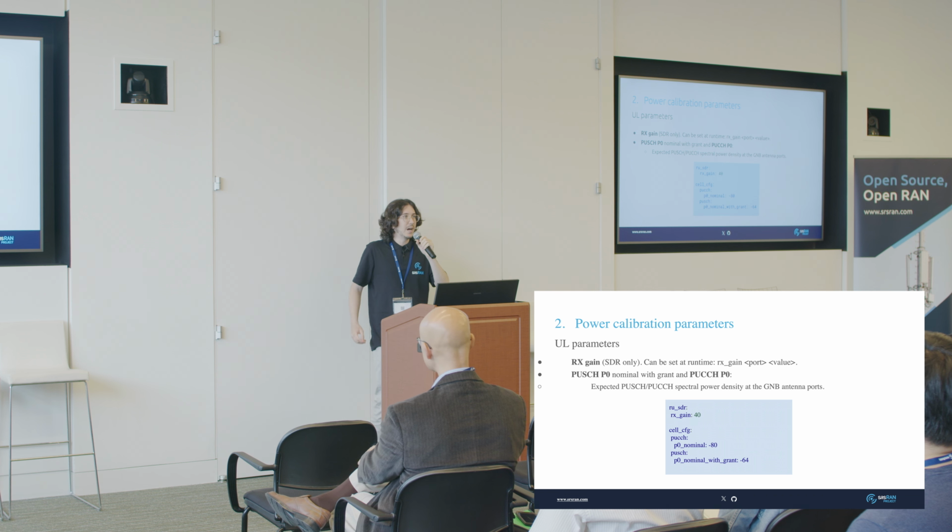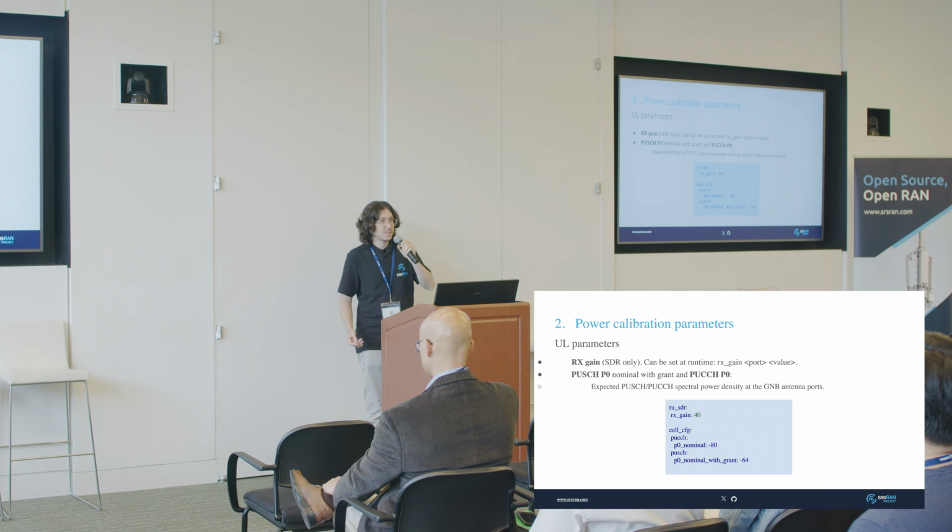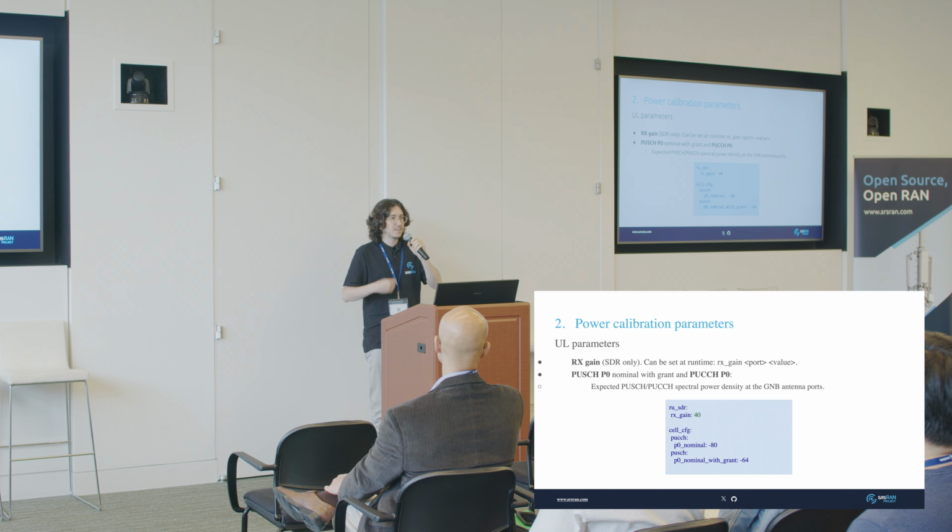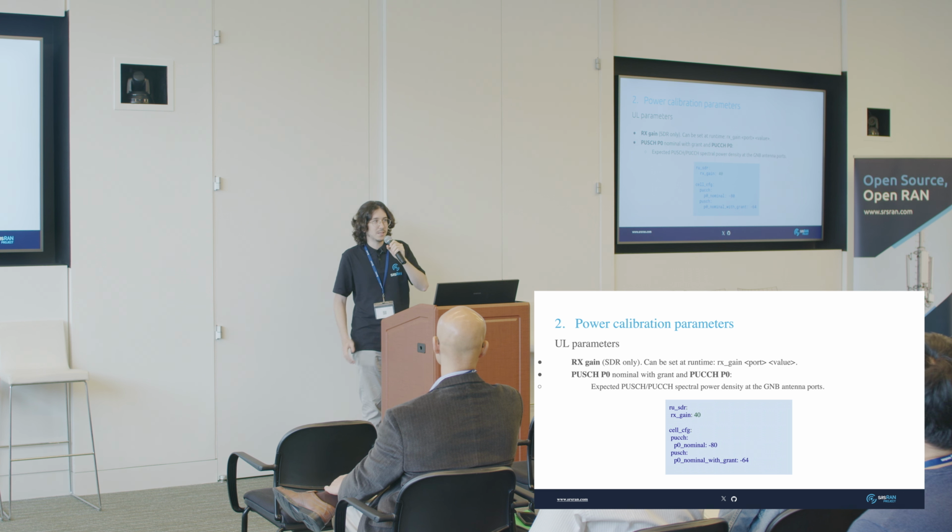And the next two parameters, which are the PUSCH P0 and PUCCH P0, again, are related to power control. These are the power targets that the gNB expects the UE to fulfill when it transmits uplink signals. And they are not exactly power targets. They are spectral density targets. And the difference here is important.